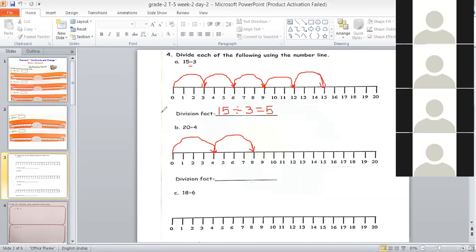Dhriti Reddy, are you there? Dhriti? Not there. Shreyas, you tell me, after 8 what will be the next number? Shreyas, you have to count forward. Are you there or not? Shreyas is not there.